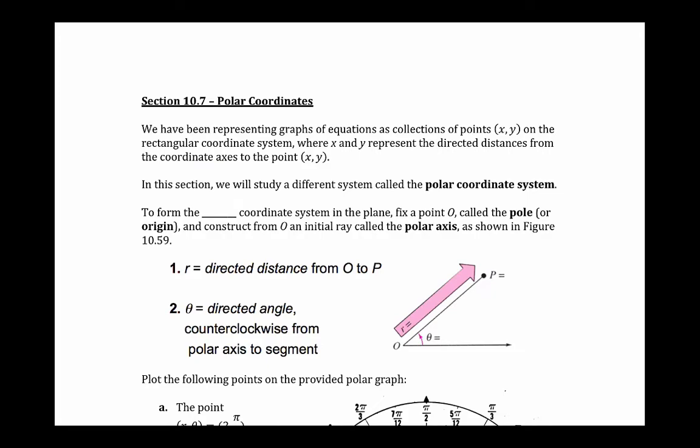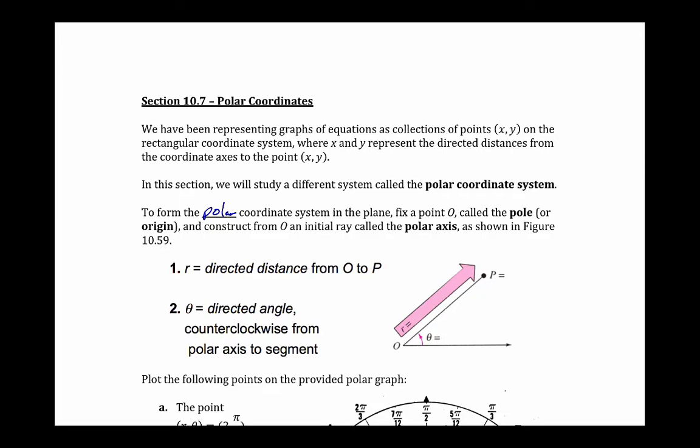So to form the polar coordinates in the plane, we first need to fix the point O, that's O not 0, called the pole or origin. That's why we use the letter O for it. And construct from O an initial ray called the polar axis as shown in figure 10.59. I don't have that figure labeled as that, but that's where we got that figure from.